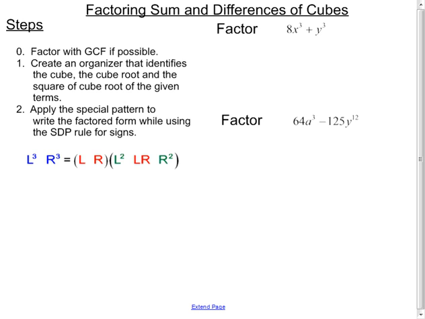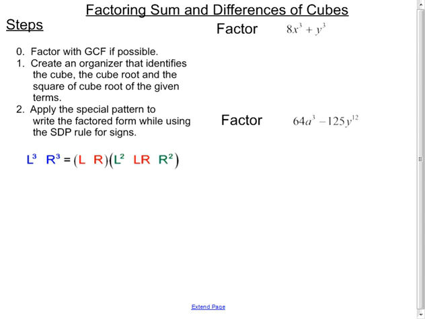And then step 2 is apply the special pattern to write the factored form while using the SDP rule for signs. And again, that rule is same, different, positive. So if I had a plus sign to start, I would use the same, then different from that, and then positive to create those signs. Similarly, you'd use the SDP rule if it were a difference. So let's jump right in. I'm sure the anticipation's been killing you.